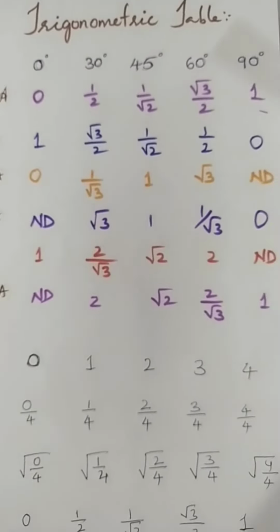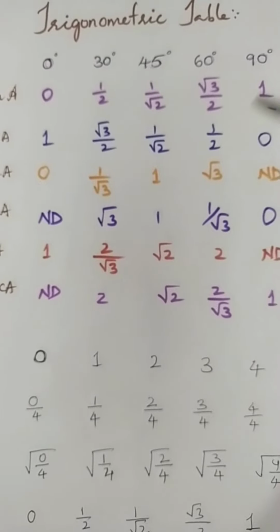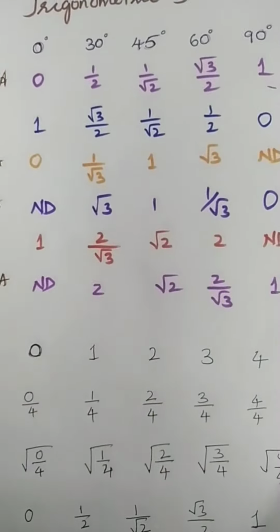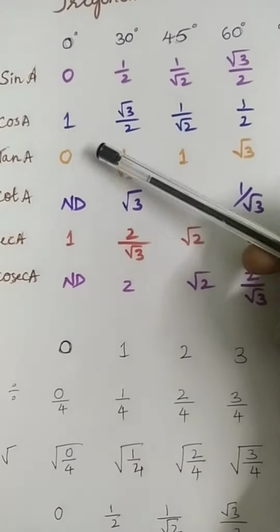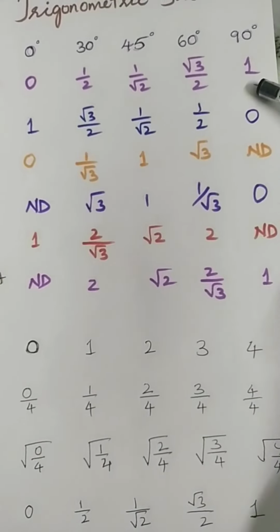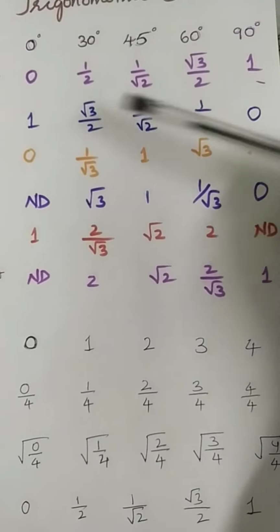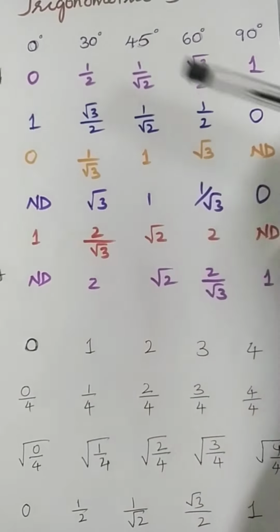I'll give you now the short trick to remember this. What you need to do is, just like a reciprocal, just make it alter. In cos, what was the value of sin 90? That will become cos 0. Very simple. See, this last will become first and this first will become last.